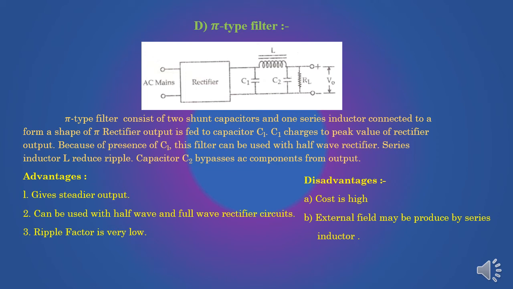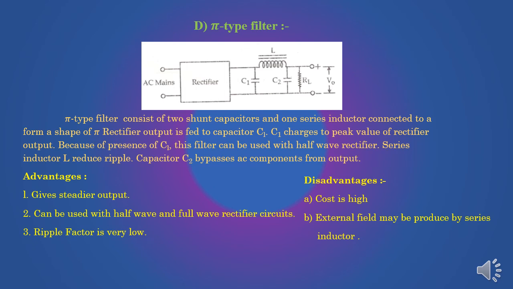As C1 gets charged, it gets discharged through the inductor L. And as we know, an inductor allows just the DC content to pass through it, not the AC. But the sum of the AC content that passes through the inductor gets discharged through C2. Therefore, we almost get a smooth DC across the load resistance RL, and due to this combination of C1 and C2, this type of pi filter can be used with the half-wave rectifier.